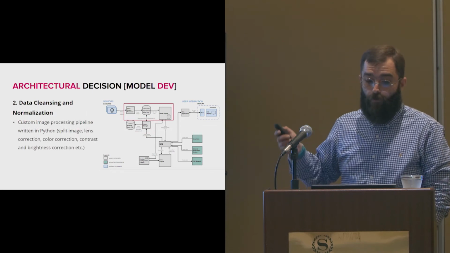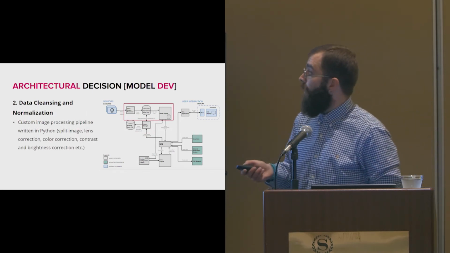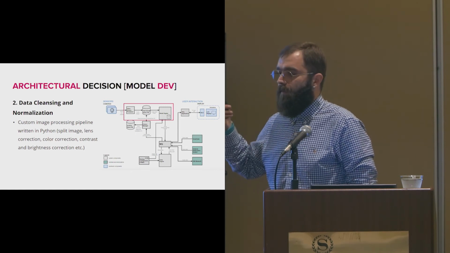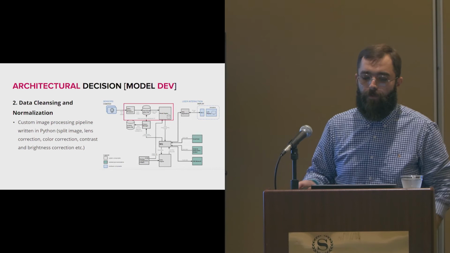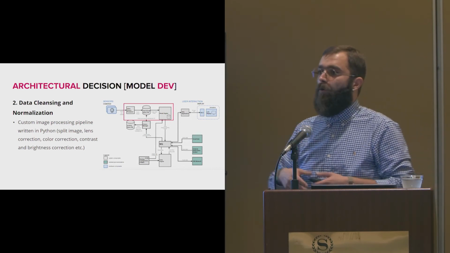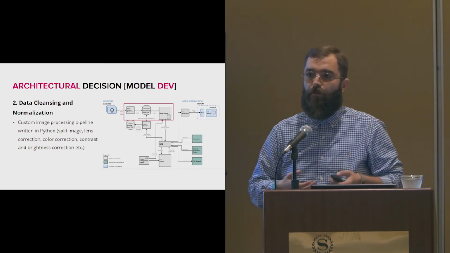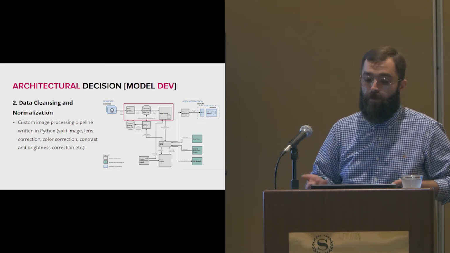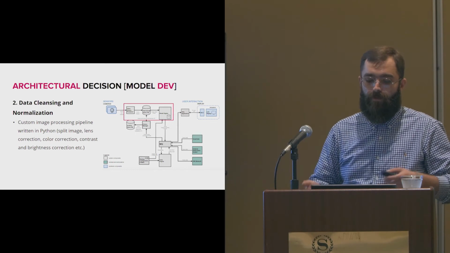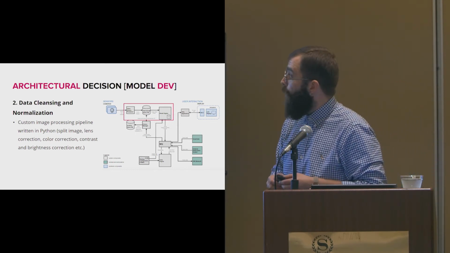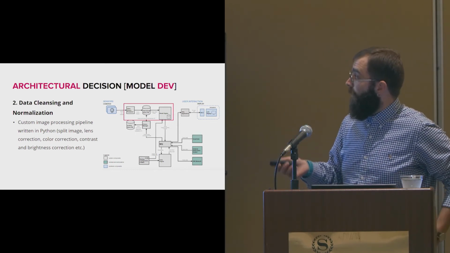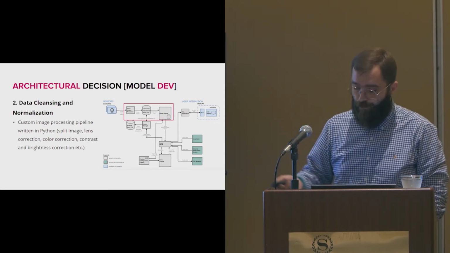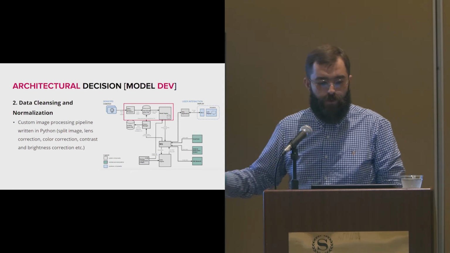And for data cleansing and data normalization, we designed a data transformation pipeline written in Python. Since Python is quite strong in the computer vision field, there are plenty of different libraries that you can use to do image transformation and different types of things with images, such as split images, lens correction, and so forth. So we created that pipeline and incorporated it into a Docker application.